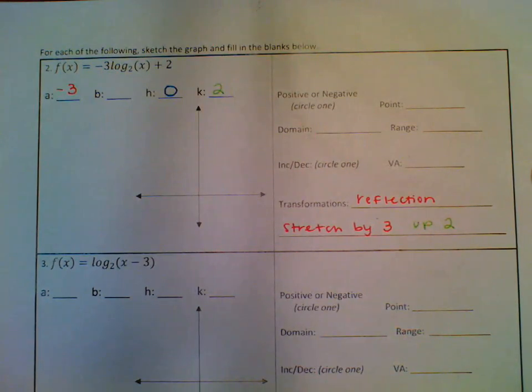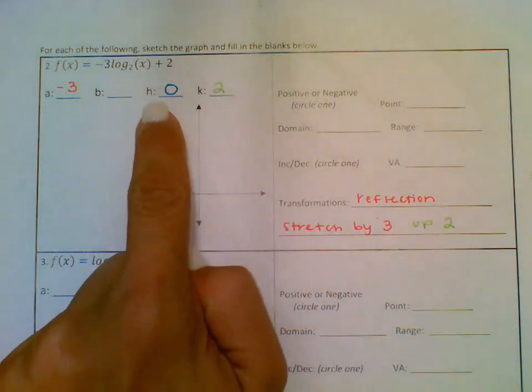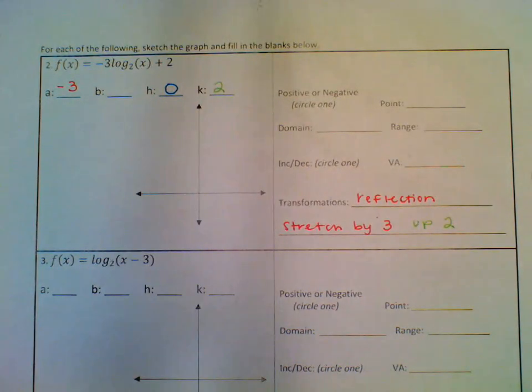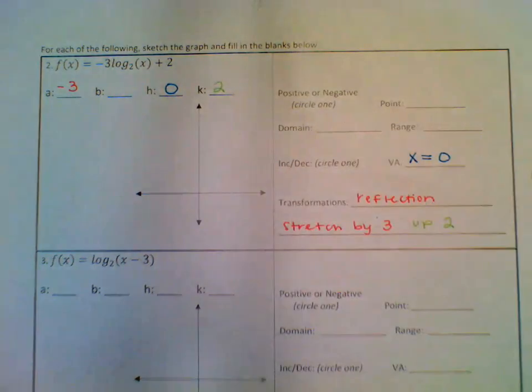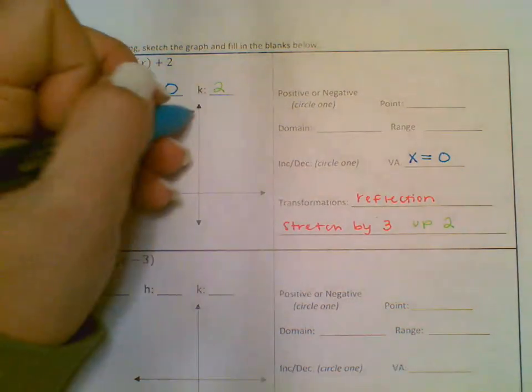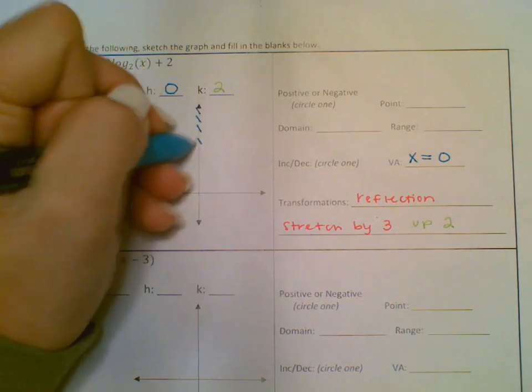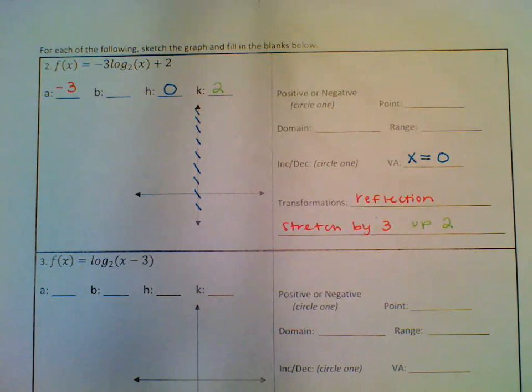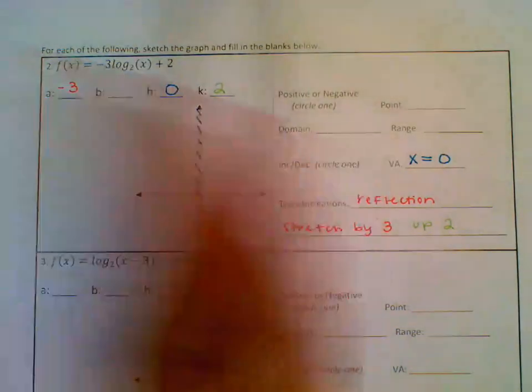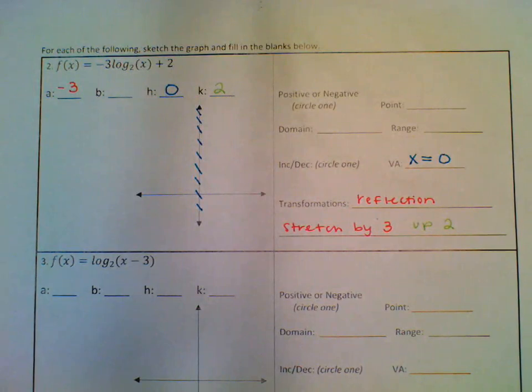My vertical asymptote is going to come from x equals your h value. x equals 0 is my vertical asymptote. It is always x equals, even though I keep saying y. So x equals 0 is my asymptote. The asymptote always starts at 0 unless there is a transformation shifting either to the left or to the right.